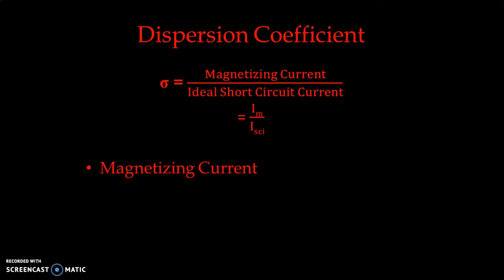We know that the power factor of the machine is largely dependent on the magnetizing current, and the dispersion coefficient is directly proportional to the magnetizing current. So there is a direct relationship between magnetizing current and power factor. If the magnetizing current increases, then we know that the power factor always decreases.